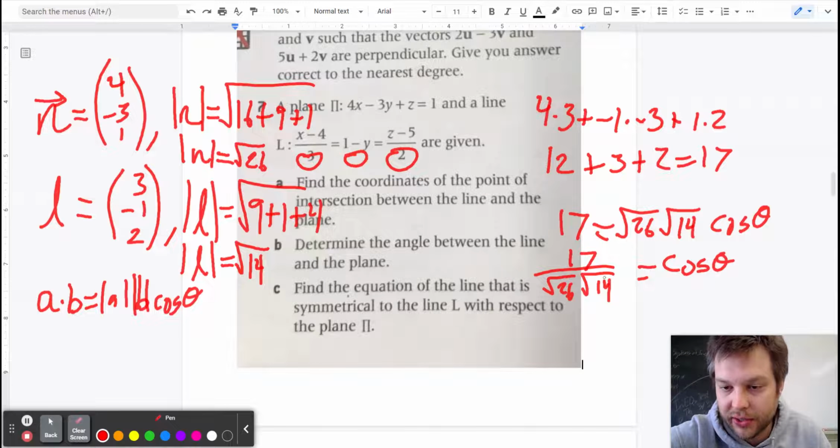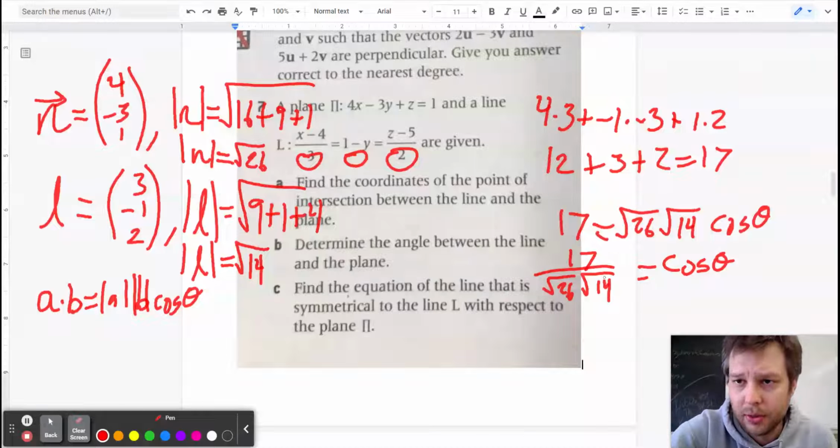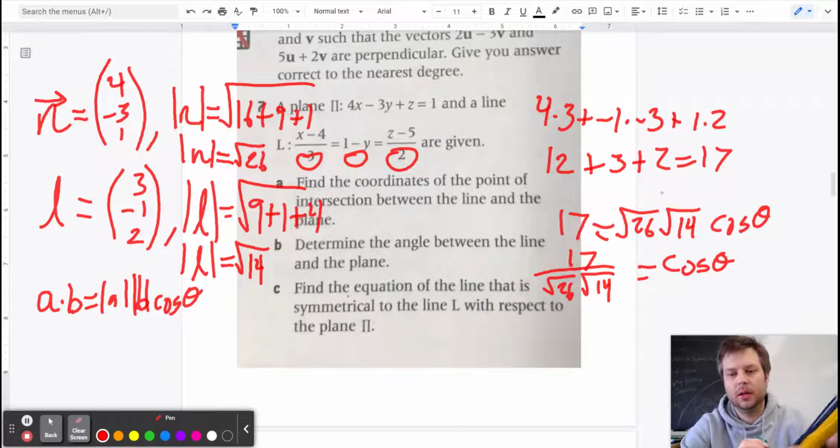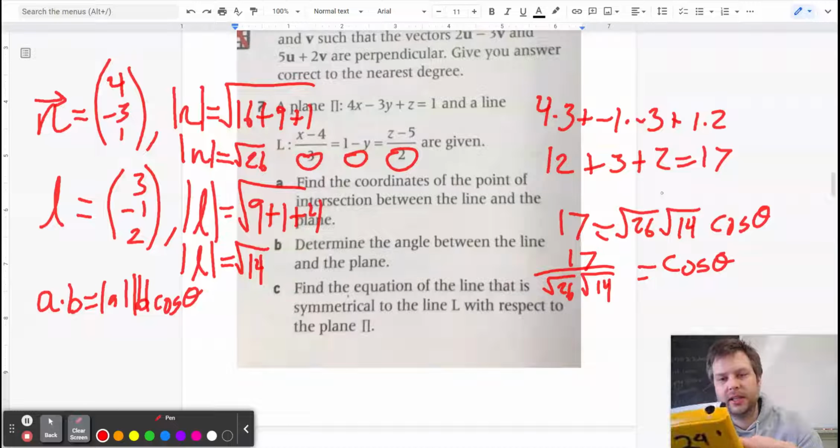I do not know that cosine off the top of my head, as I hope you do not either. All right, got my handy calculator here. So we're going to do the inverse cosine of 17 divided by square root of 26, square root of 14. Okay, let's get that in there. Almost did something terribly wrong.